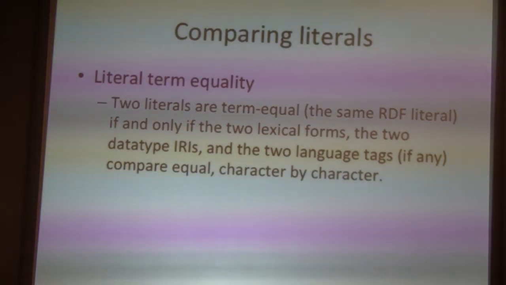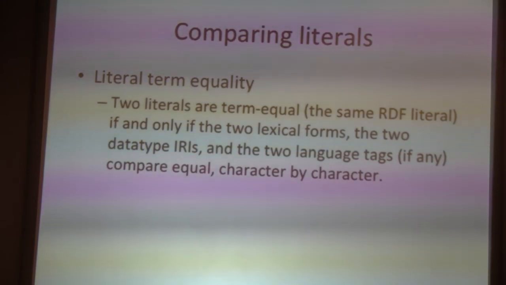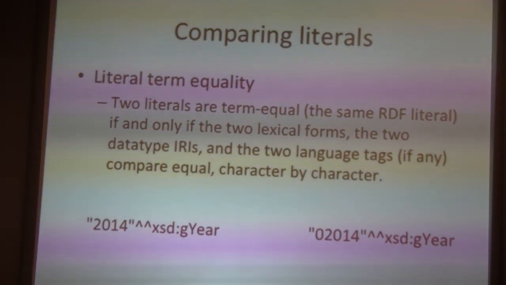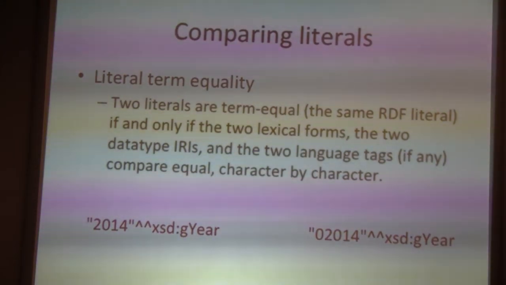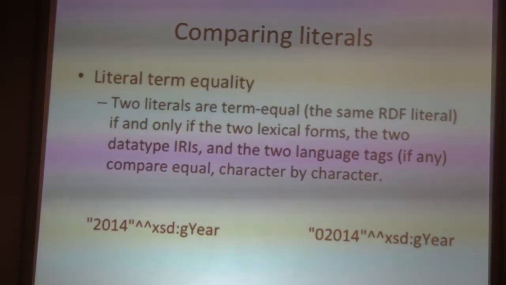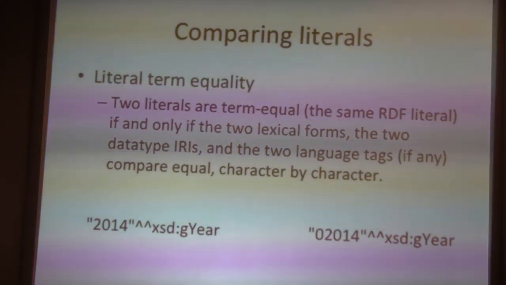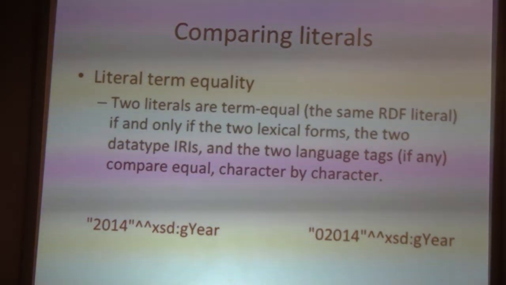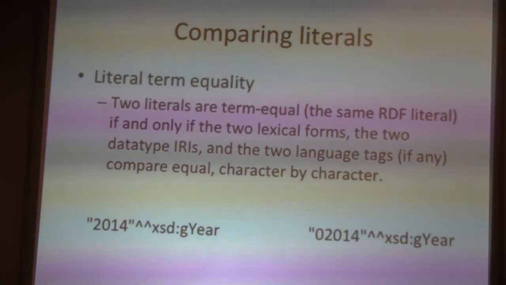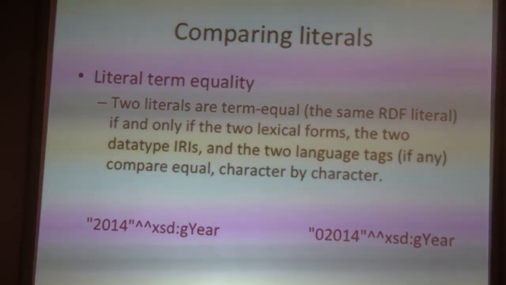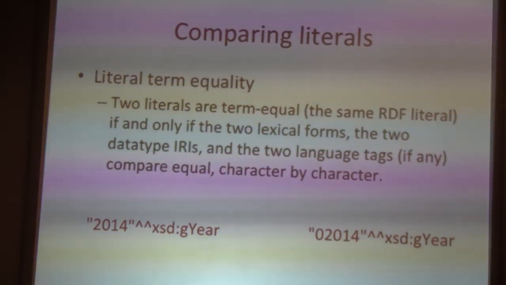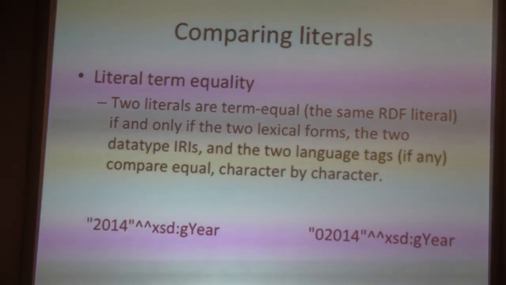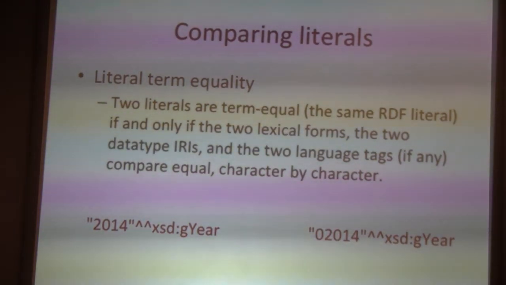So when you query, let's say you put a number in a relational database, and you see numbers like 2014 or 02014, how do you compare the two literal terms here? How do you know that they share the same value, or are they actually the same? If you look at this, 2014 of the type year, and 02014 XSD year, do you think they are same or different? Okay, some say same, some say different. Who says same? And who says they are different? Okay, in this case, the crowd is wiser.